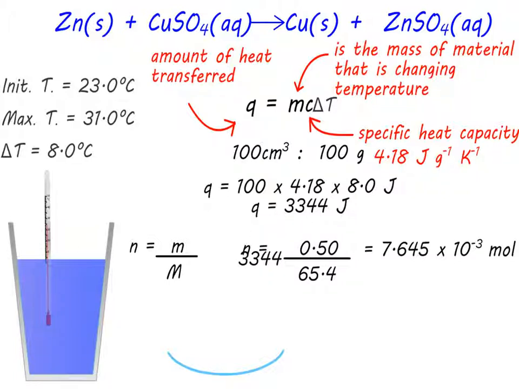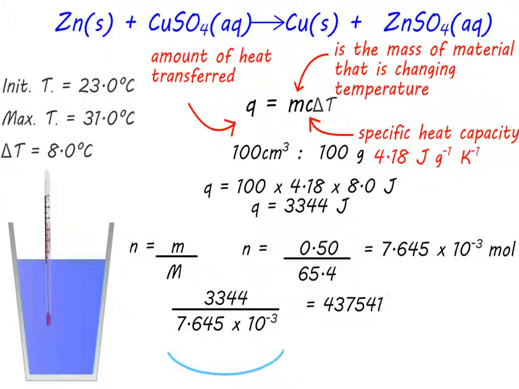If we divide the value for Q above by the number of moles of zinc, this will give us the quantity of heat exchanged for 1 mole of zinc, and is 437,541 joules per mole. To convert this to kilojoules per mole, we divide by 1000. Since the temperature increased, this means the system, the reactants and products, have lost energy, and so the value for delta H is negative, and the enthalpy change for the reaction is minus 438 kilojoules per mole.